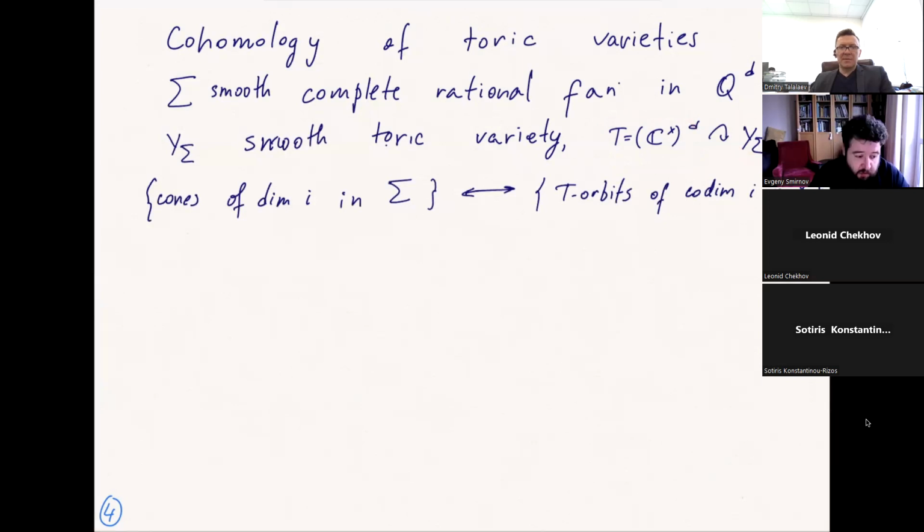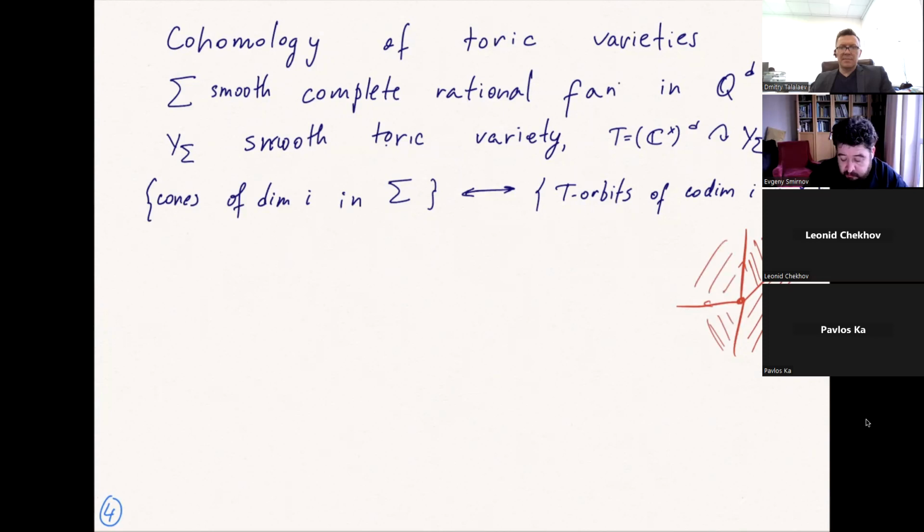And then you can say quite a lot about this. Everything is governed by a certain fan. A fan is a union of cones which cover, in my case, I want all rays of this fan to be rational. Sigma lives in Q to the power d, and there are rays of this cone. There are cones of bigger dimension.